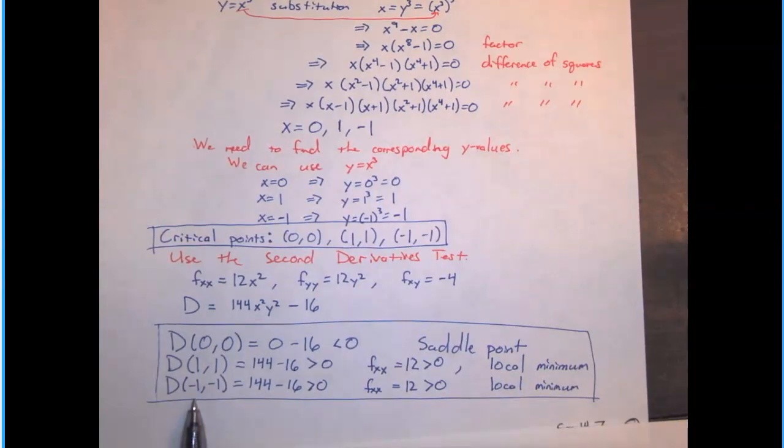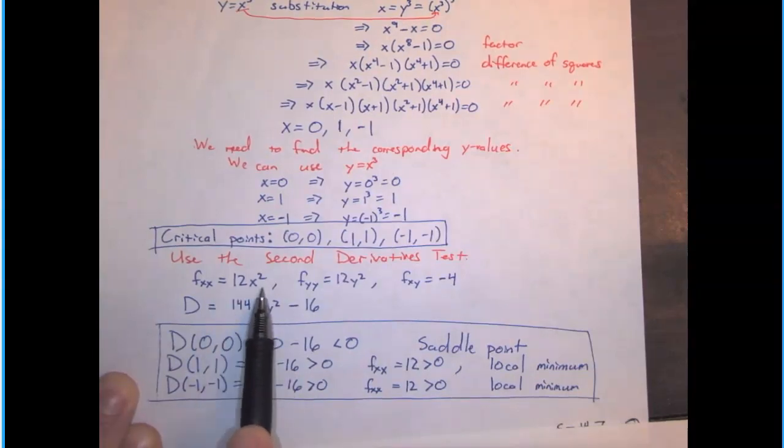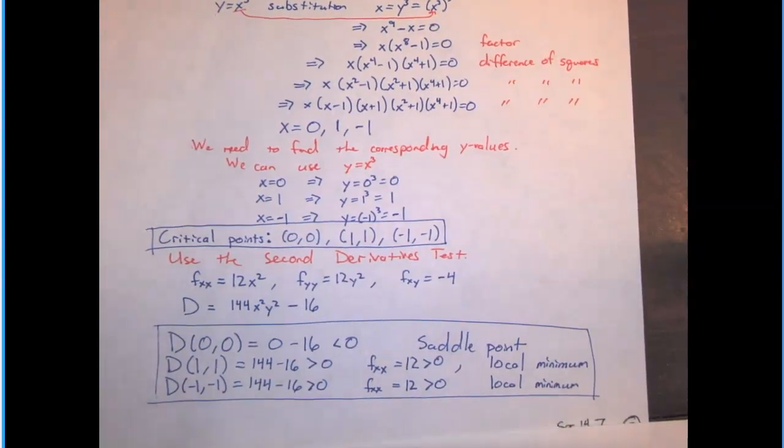The same thing happens when I plug in negative 1, because I'm always squaring these coordinates. So if I plug in negative 1, I also get 144 minus 16, which is positive. For the second order partial with respect to x, I'm going to get 12, which is positive. So I have another local minimum occurring at the point (-1, -1).